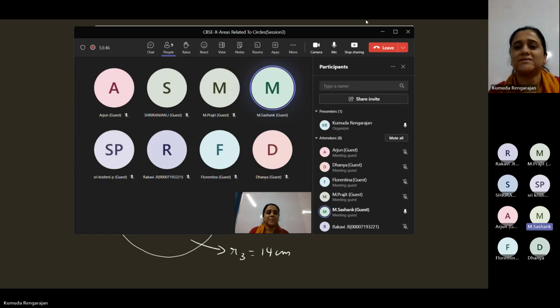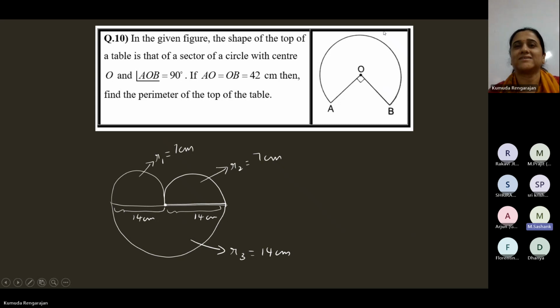2 pi r3 square r3 plus 4 plus 4 plus 4 pi r1.